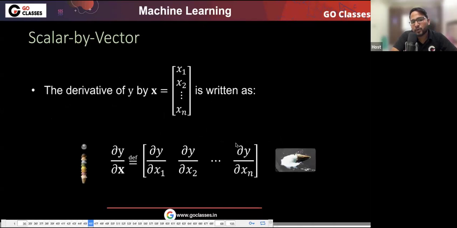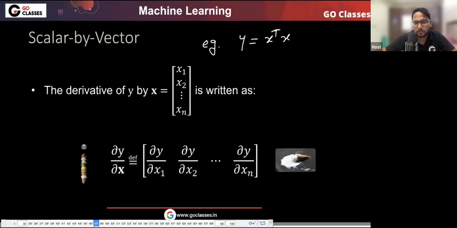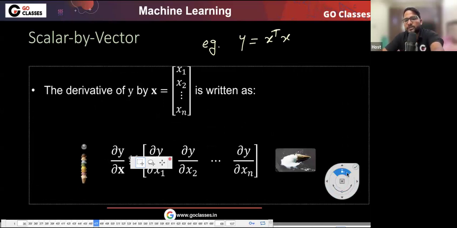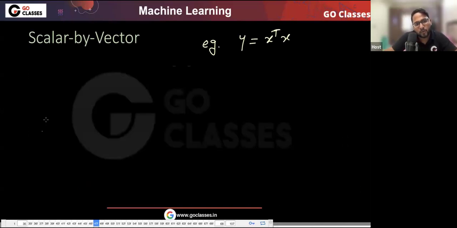Now, what about scalar with respect to vector? Let's suppose there's a scalar y. This y may be some scalar, which is, suppose, x transpose x. Is this a scalar or vector? If x is a vector, column vector, then y is a scalar or vector? Okay. Y is a scalar, right? So y may be some scalar, maybe x transpose x. And let's suppose we are interested in finding out the differentiation of this x transpose x, or maybe the differentiation of y with respect to x. Okay.